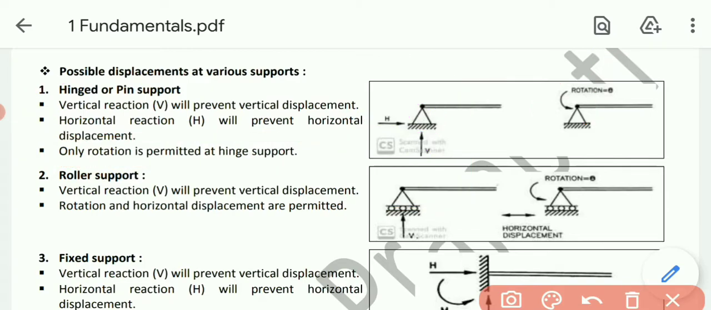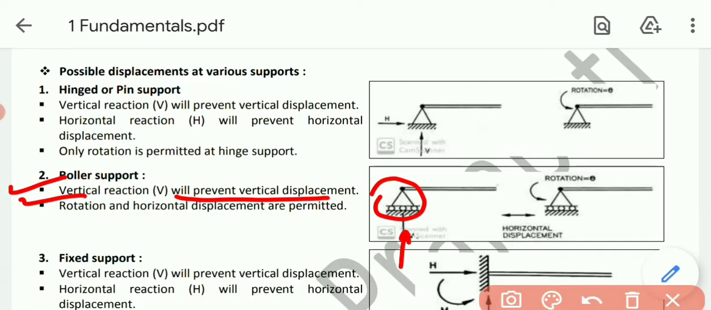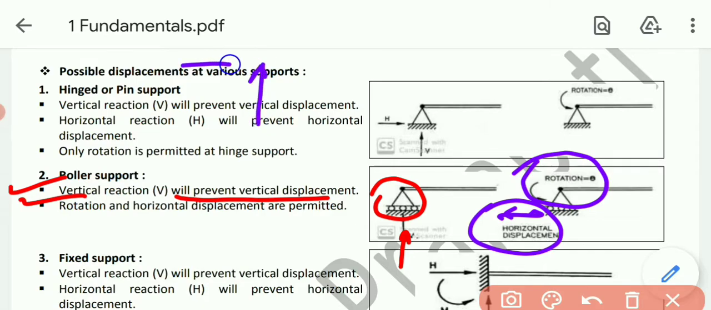Okay, similarly now roller support, we know that in case of roller support only one vertical reaction will produce. So vertical reaction will prevent the vertical displacement. Now in this one the other possible displacements will be number one horizontal as well as number two rotation. See, basically there are always three reactions: vertical, horizontal and moment, and instead of moment in this one we are going to consider it as a rotation.